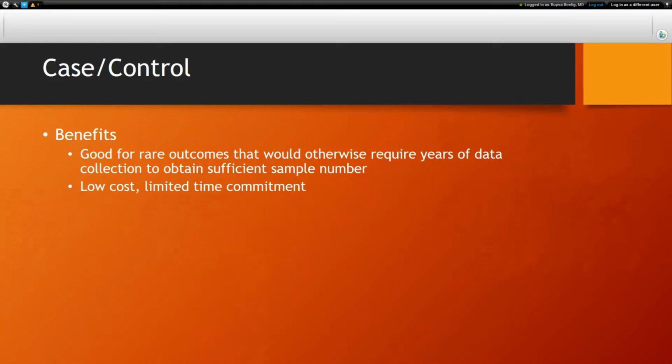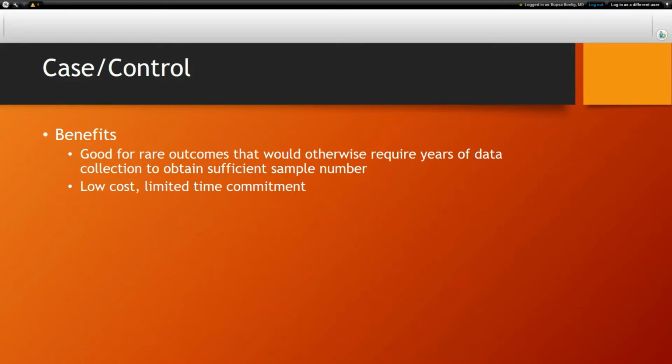This is really good for rare outcomes that might otherwise require years of data collection. So that's why it's something that you often see with early preterm birth or severe preeclampsia, or things like fetal anemia, where you're not going to have many cases per year. It can be low cost, and again, with a limited time commitment, if you have an appropriate time period from which to collect those cases.